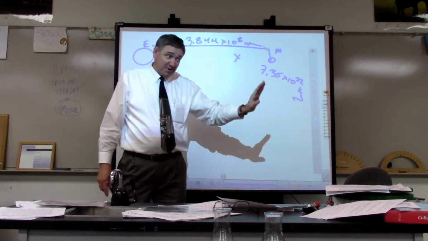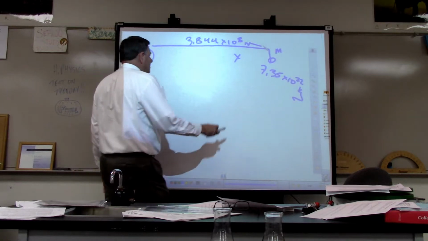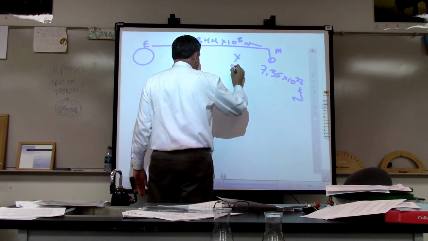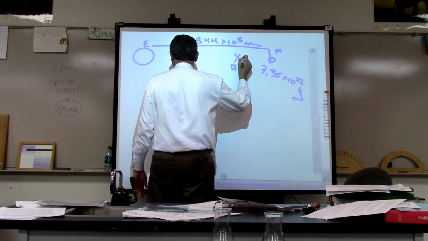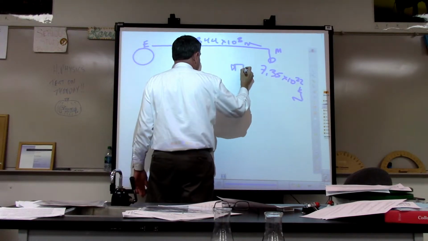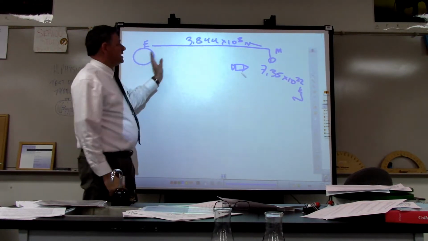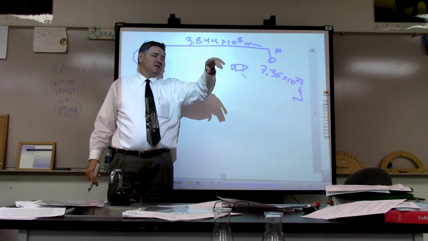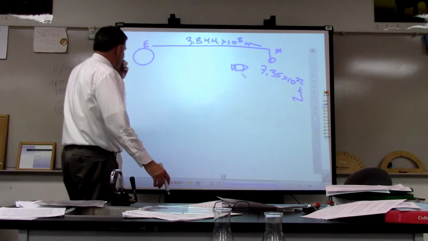Okay? Everybody starts off on this problem. So let's say that here's the distance. What is that, 10 to the what? To the 8. 3.844 times 10 to the 8th meters. It's on your sheet. Okay?